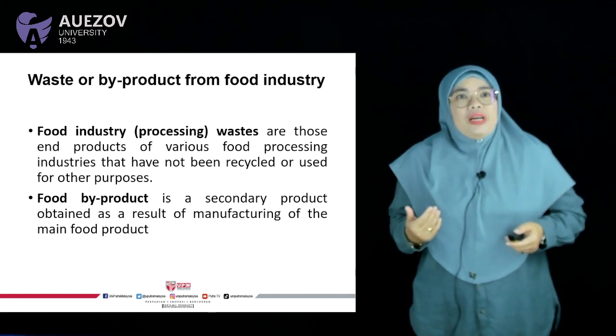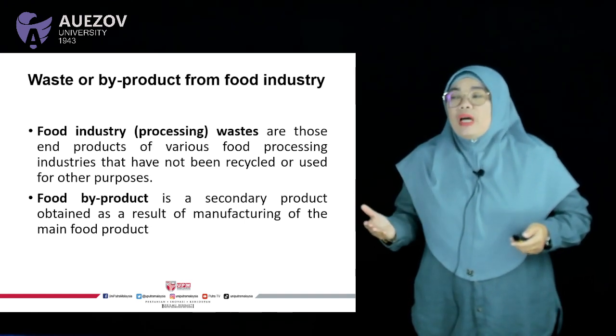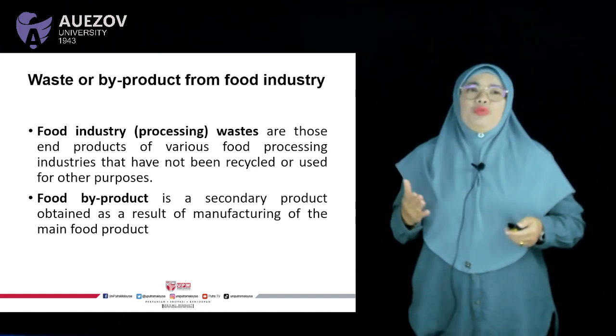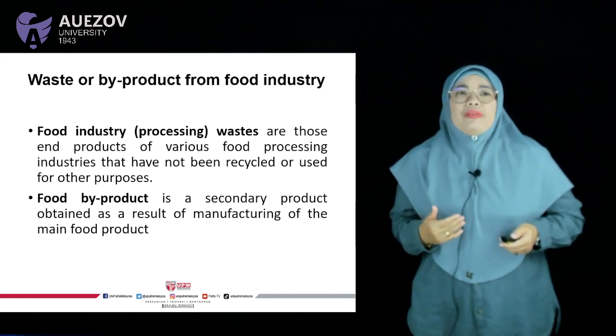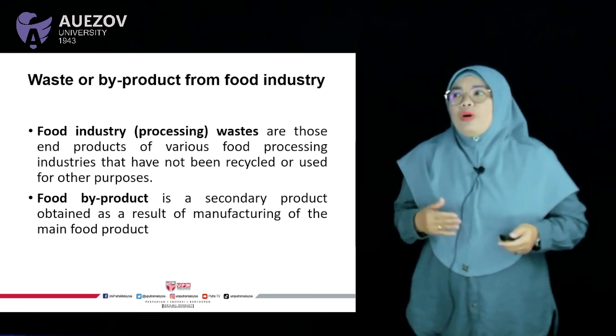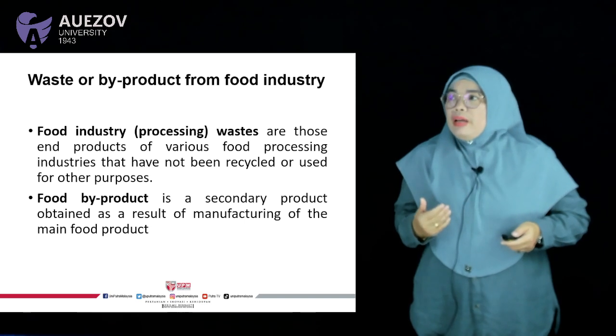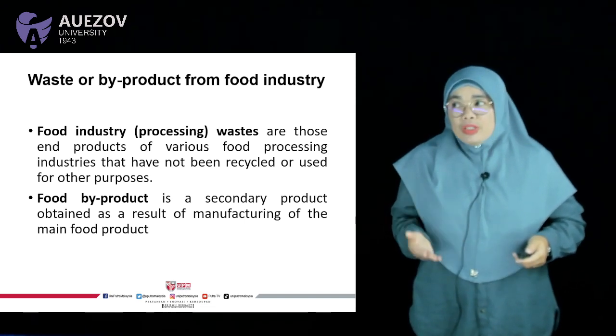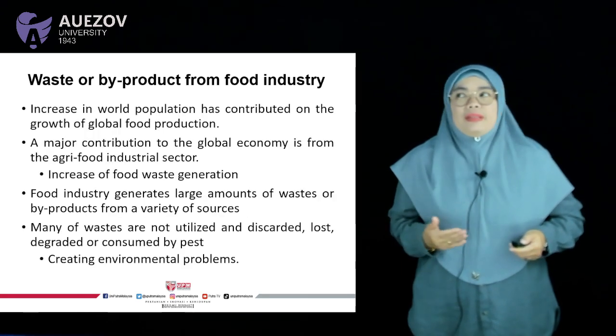While food industry or food processing waste are the end products that we obtain from various food processing industries that have not been recycled or used for other purposes. While a food byproduct is a secondary product obtained as a result of manufacturing of the main food product.